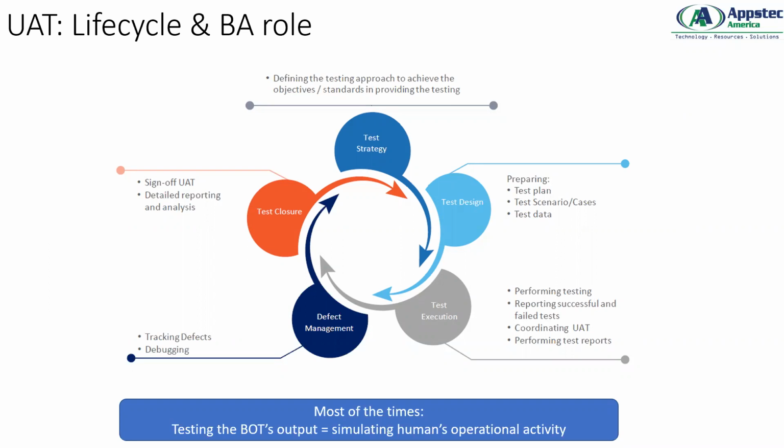So after your test strategy or test design, we execute something called test execution. Now what does test execution do? This is the main phase where the testing is eventually performed, right? So we perform the testing, reporting successful and failed tests. Let's say you have 15 test cases. On the first run, 10 cases were successful and 5 cases failed, right?